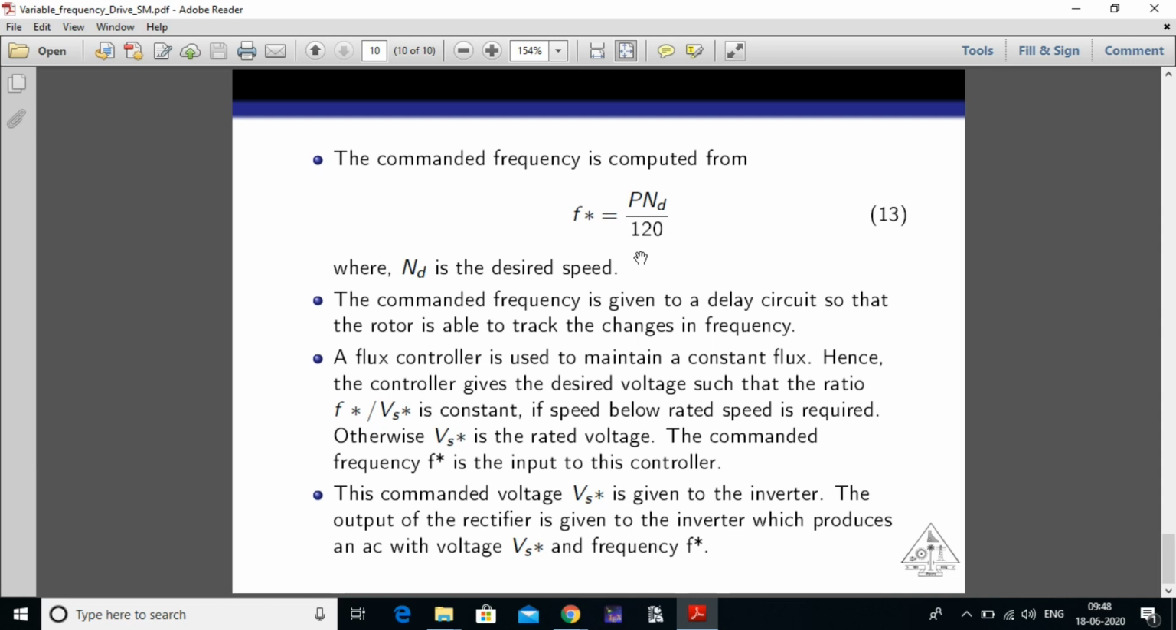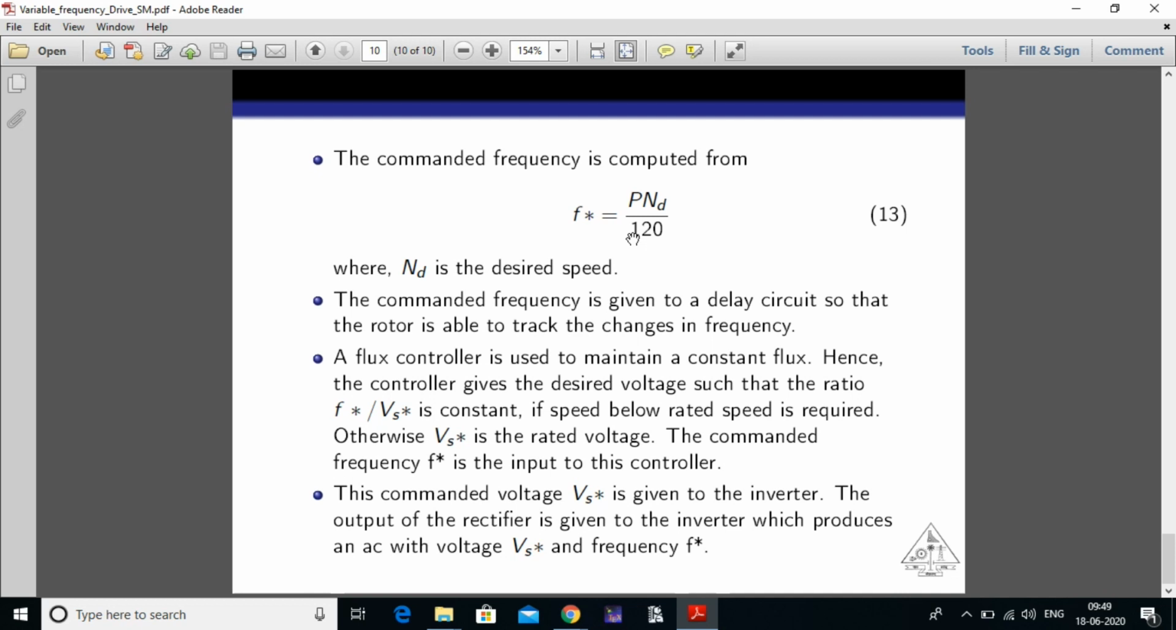Suppose initially the speed is 1500 RPM, the frequency is 50 hertz and the stator voltage is 200 volt. Now I want to decrease my speed. Therefore, I should decrease my frequency. That I can obtain from this. So let F star be 25. It need not be 25; you have to compute the actual value. Suppose it is 25 hertz.